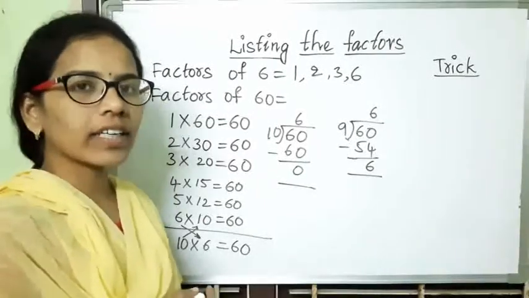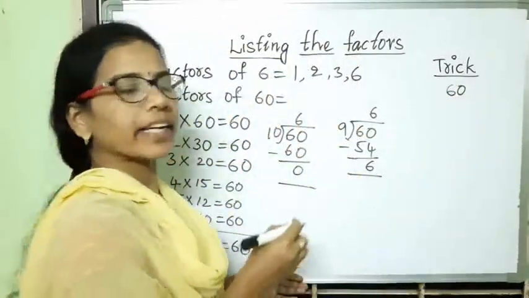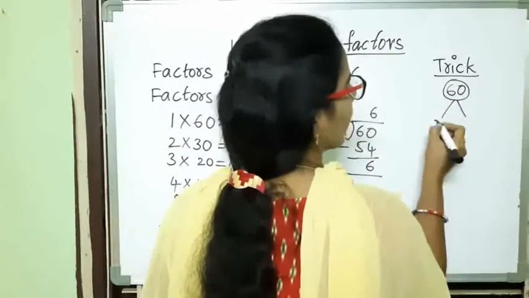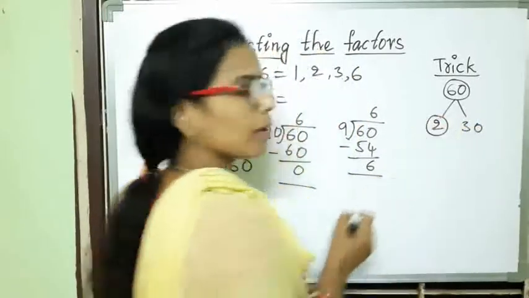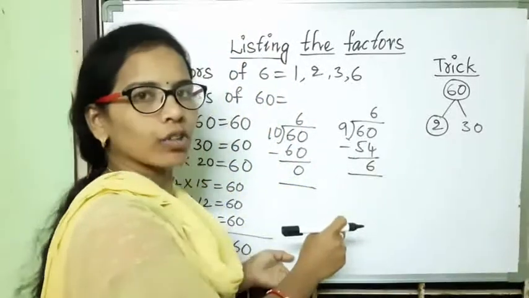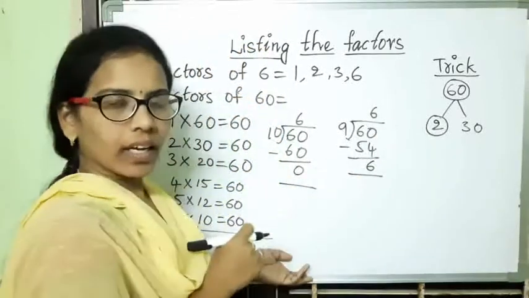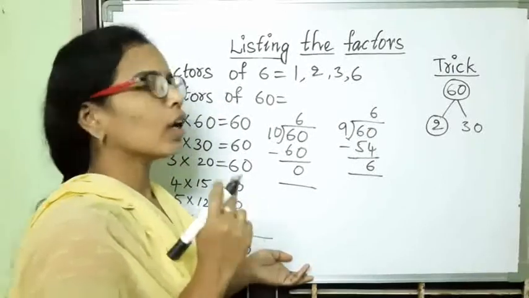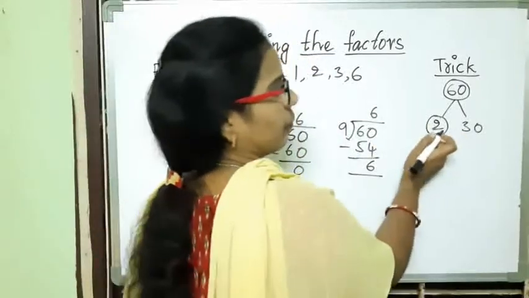Let us see the trick by doing the prime factorization of 60. Now we are going to break down 60 as 2 times 30. Circle 2 as 2 is a prime number. Circling means we are not going to break down 2 into further factors. Why? Because a prime number doesn't have other than 1 and the number itself as factors. So we can stop here.